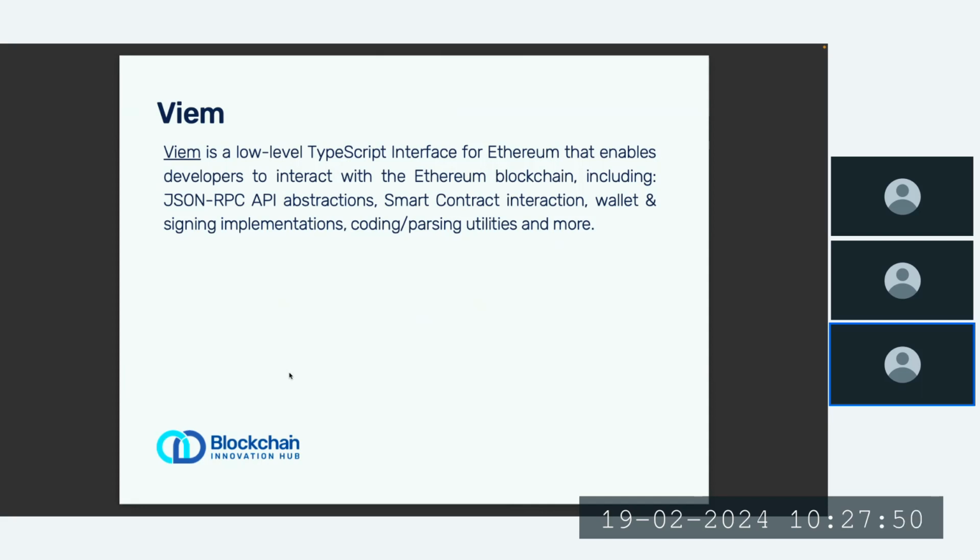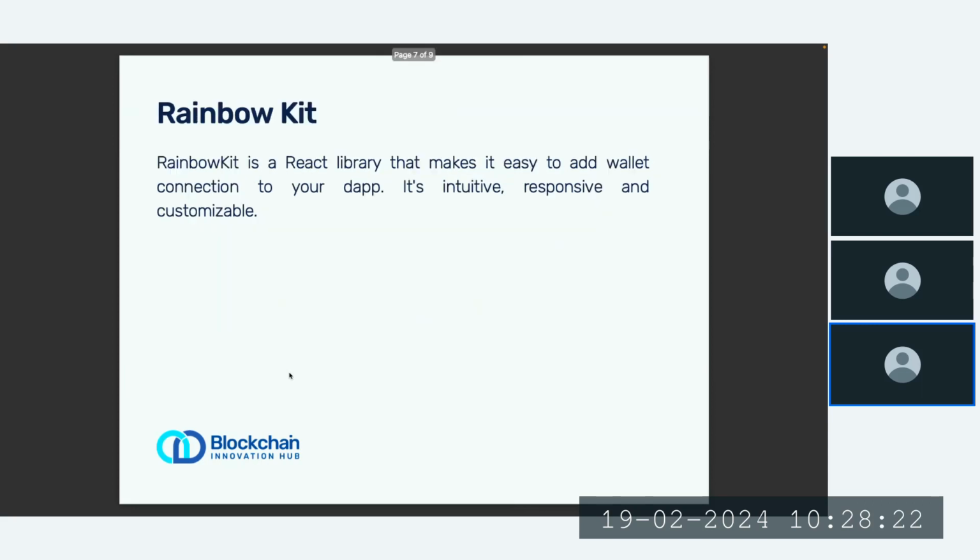Viem is like an alternative to Ether.js. If you don't want to make use of Ether.js, you can make use of Viem. Viem is quite new, so in terms of documentation, you might not really see more, but in terms of bundle size, it's quite lower than Ether.js. And you can make use of Viem in your React and also your Next.js. It works, and it can also work hand in hand with Wagmi.